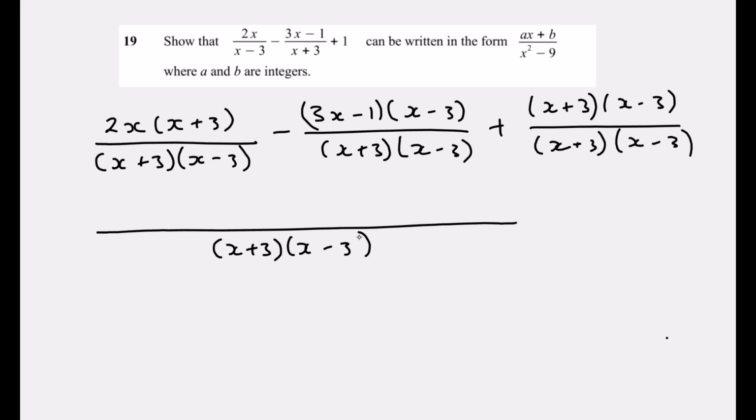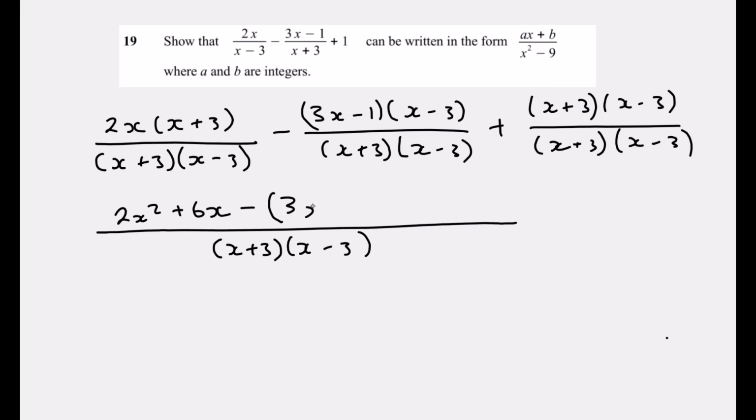And I could expand the brackets. I'll try and do it in the same line just to save space. So we've got 2x squared plus 6x. I'm going to keep the bracket here because I know I'm taking away this whole fraction, not just the first term. So I'm going to keep the bracket.